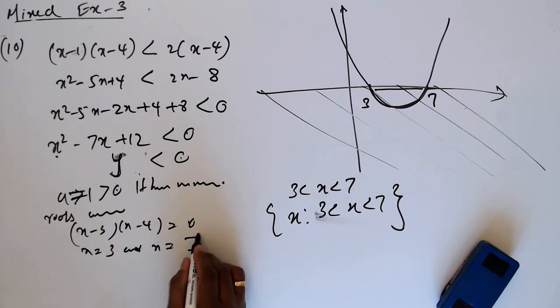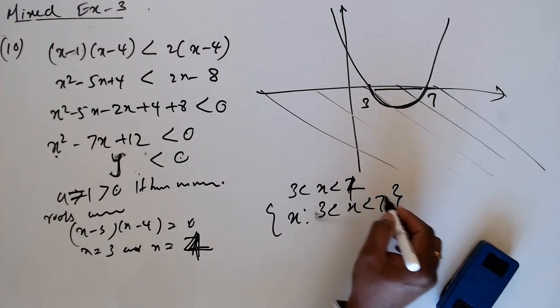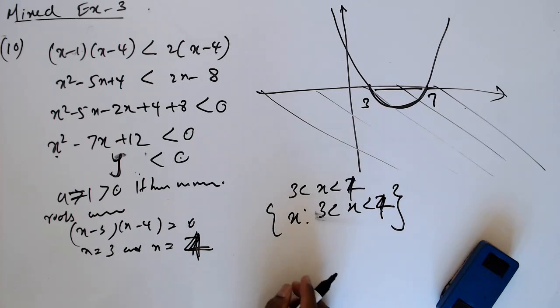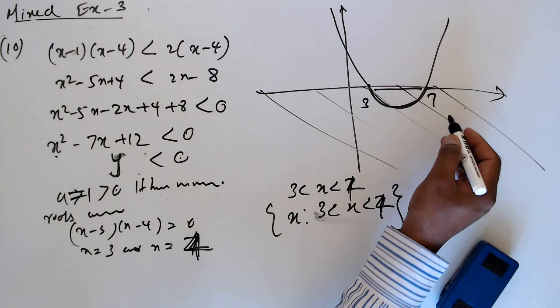A bit of correction: this is 4, not 7. This is 4, and this is 4, and this is also 4.